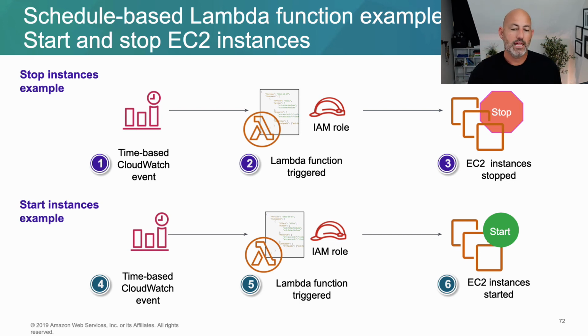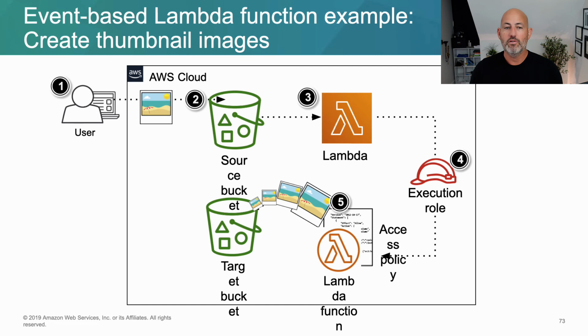So schedule-based Lambda functions would be starting and stopping EC2 instances. So time-based CloudWatch event, Lambda function triggered, EC2 instances stopped. Time-based CloudWatch events, EC2 instances started, right? You can do all these really powerful things with Lambda by responding to events.